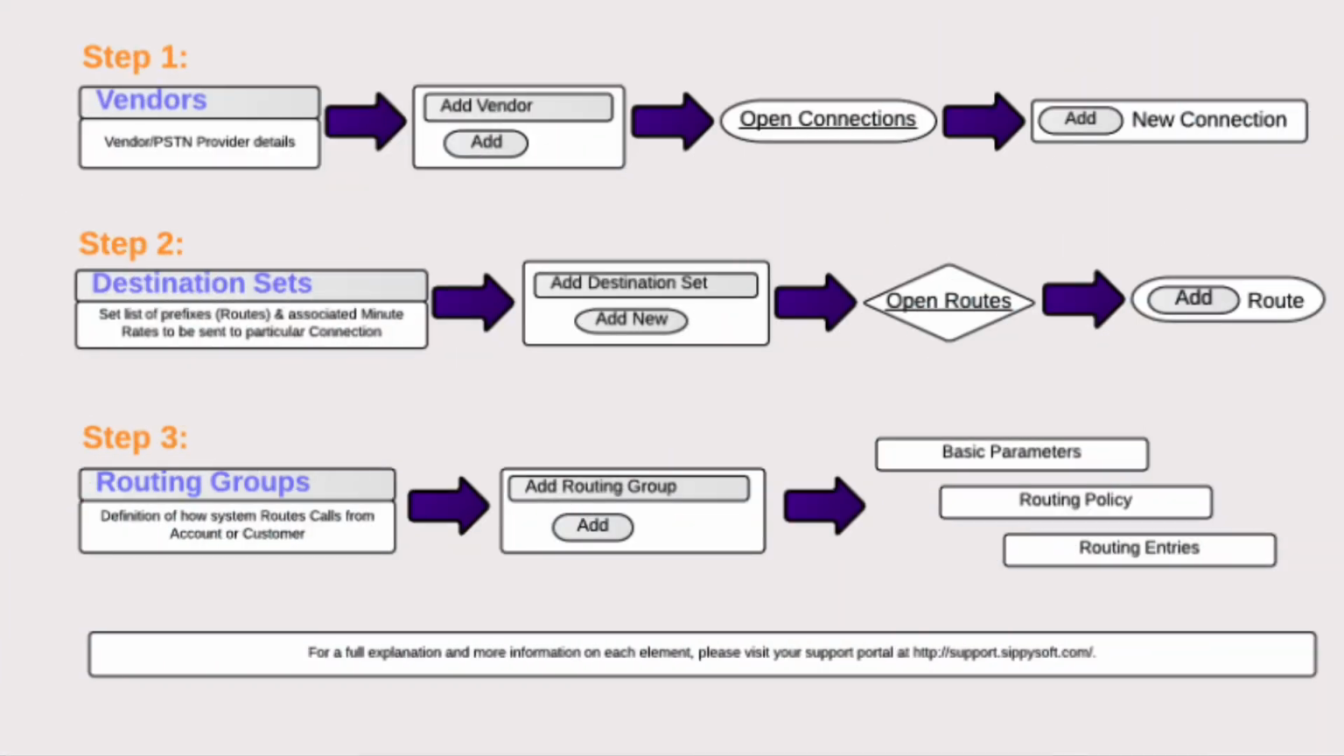In previous tutorials, we created vendors and their connections, destination sets with their routes, and combined them into routing groups to manage and route traffic to our vendors. Now, let's proceed to the settings required for selling traffic to our clients.